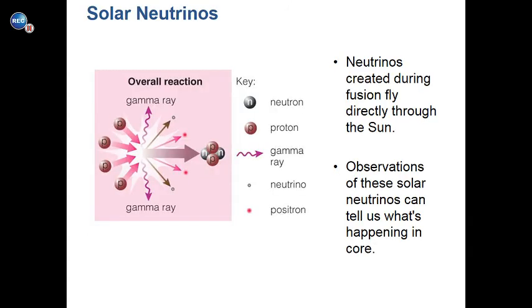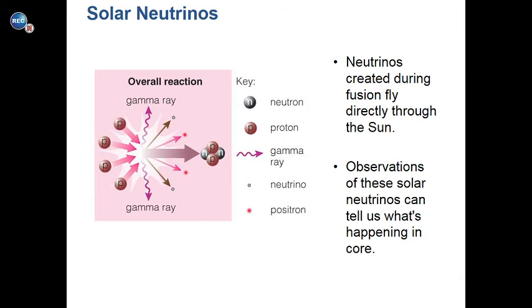The other thing we can do is take particles that come from the core directly. All right, and so of the stuff that's produced, the massive particles stay behind. Helium and hydrogen stay in the core. The positrons all get annihilated. The gamma rays do this random walk, so it gives us very delayed information. But the neutrinos, once they're produced, they leave. They get created and they go directly through the sun. It's completely transparent to them.